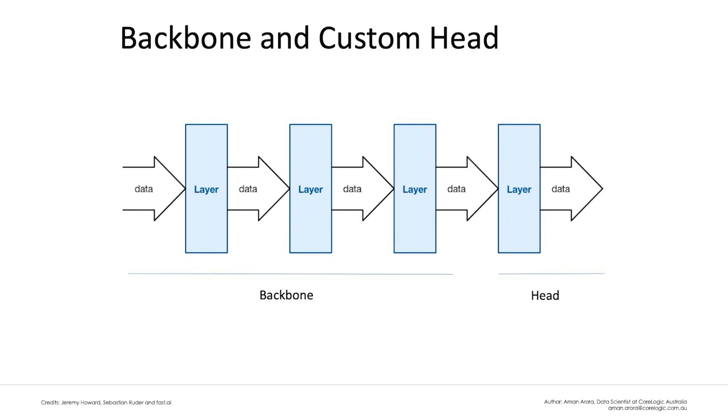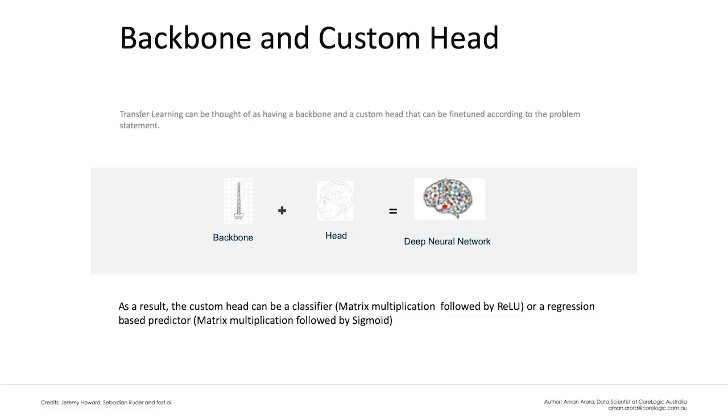And if we're able to think of a problem in this way, then we can do transfer learning. So that's again just saying that if we think of any neural network as a backbone and a head, then we can do transfer learning if we just change the head.